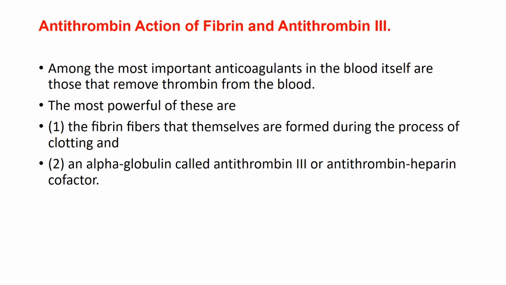Antithrombin action of fibrin and antithrombin 3. Among the most important anticoagulants in the blood itself are those that remove thrombin from the blood. The most powerful of these are: 1. The fibrin fibers that themselves are formed during the process of clotting, and 2. An alpha-globulin called antithrombin 3, or antithrombin-heparin cofactor.